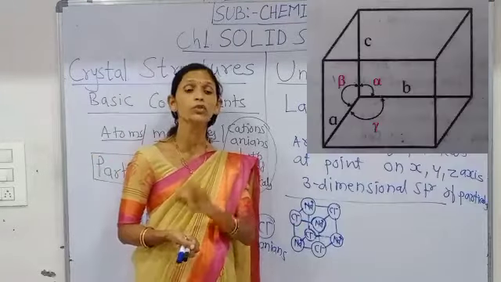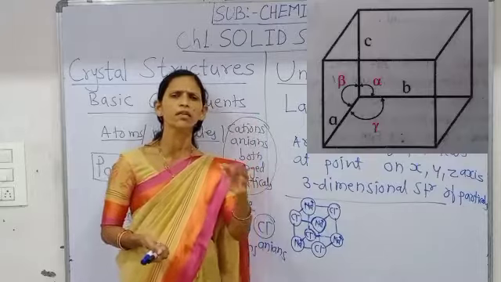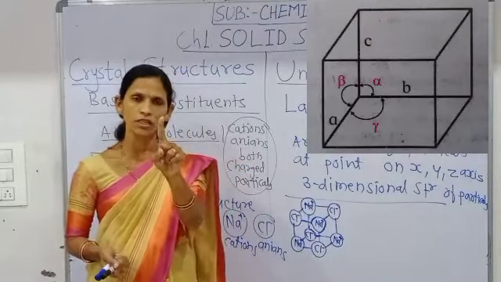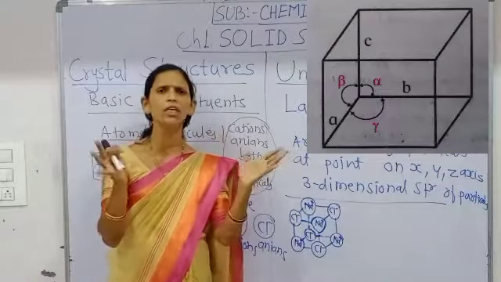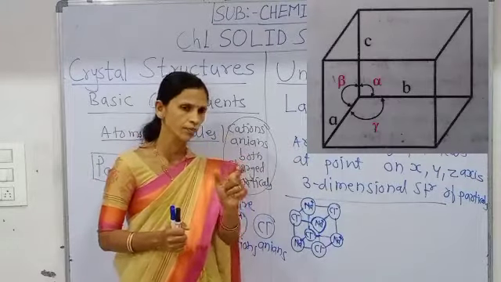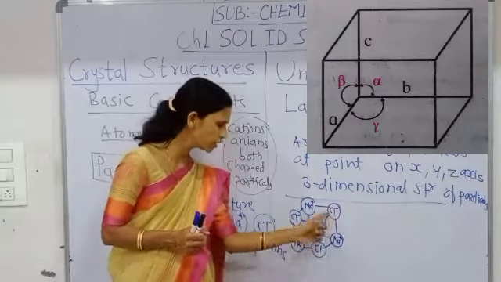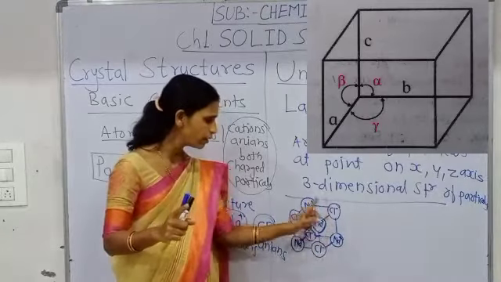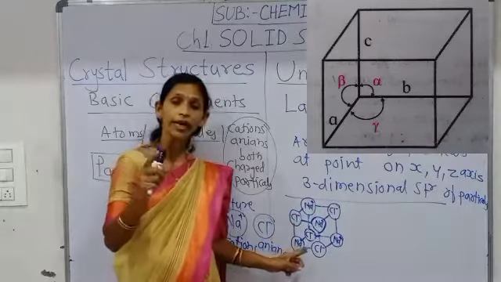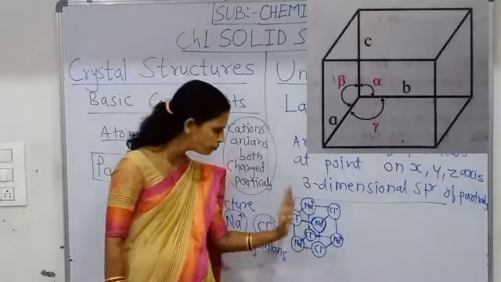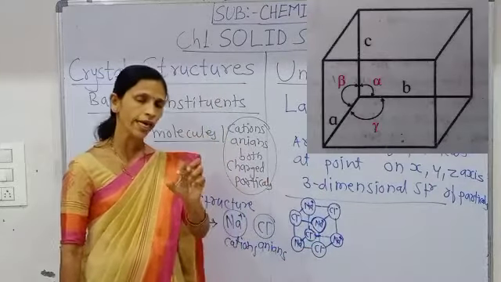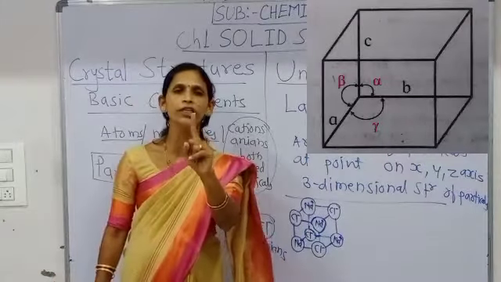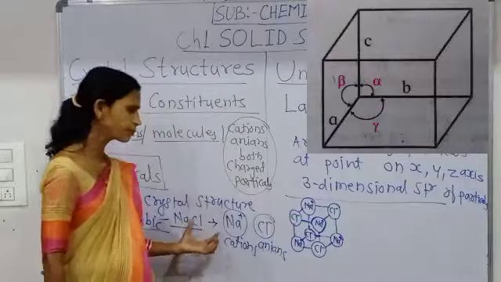Then see here, what is a unit cell? It is the smallest repeating structure, the smallest unit of that crystal. That means the crystal is made up of a lot of unit cells, and the unit cell is the smallest. See here, it is a cube, only one cube is there, in which 8 basic particles are there. That means here 8 ions form 1 unit cell of NaCl.